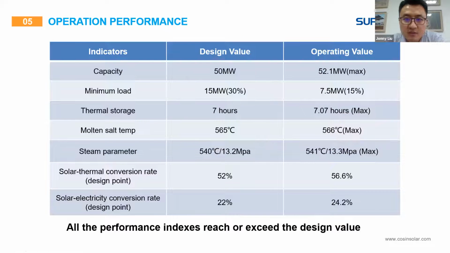This project is running very nicely. All the design values have been reached. The capacity is designed at 50 megawatts, and the maximum it can reach is 52 megawatts. And the minimum load can go to 7.5 megawatts, 15% of the capacity. And the thermal storage, the molten salt temperature, the steam parameters, and all the conversion rates have been fully reached.